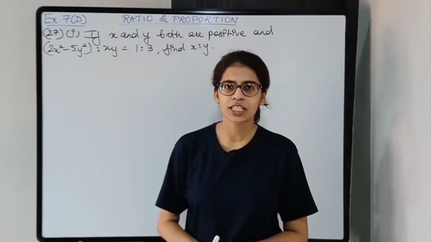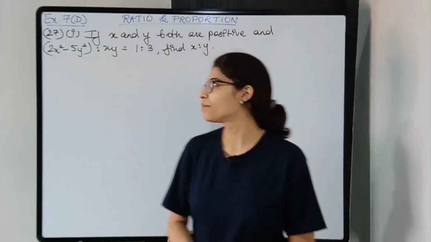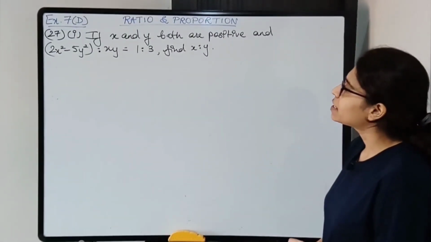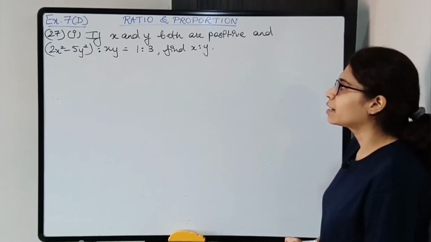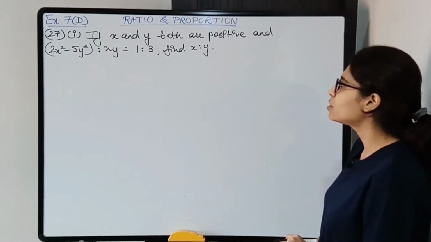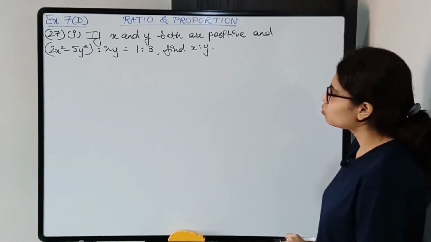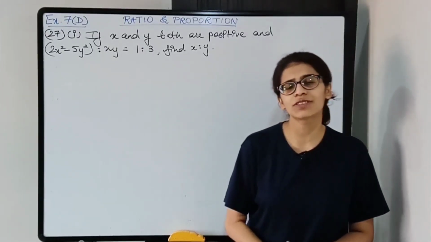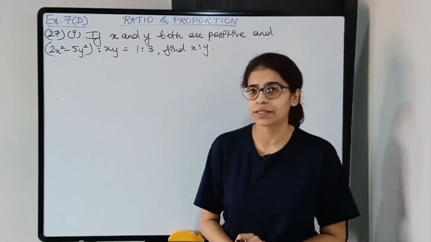Moving on to the next question, question number 27. There are two subparts to this question, starting with the first subpart. If x and y both are positive and (2x² − 5y²) to xy is equal to 1:3, find x is to y. Very easy. This question is similar to question number 8.